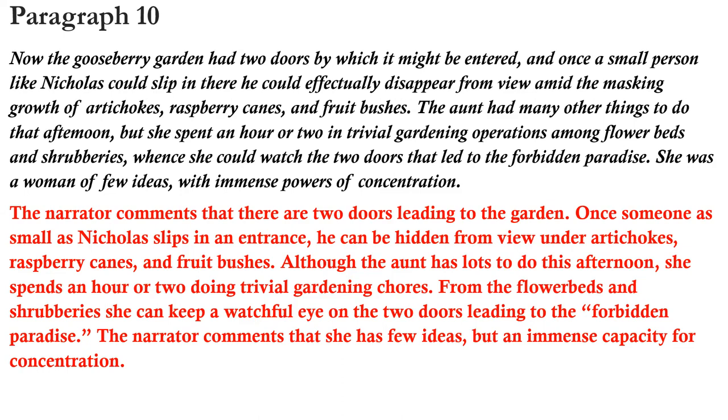So she thinks, I have to definitely teach a lesson to this boy. So auntie is doing all the trivial gardening operations in the garden. "Trivial gardening operations among the flower beds and shrubberies, whence she could watch the two doors that led to the forbidden paradise." Here the forbidden paradise means the gooseberry garden, right? So she is having a watchful eye towards the gooseberry garden and the two doors to enter that particular place, right? Then she can capture Nicholas.